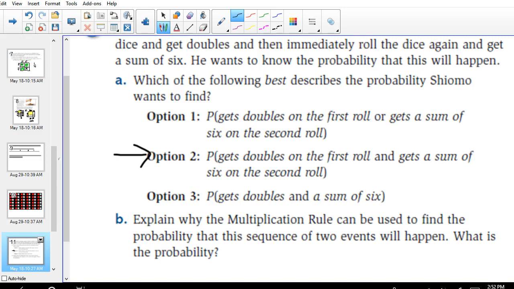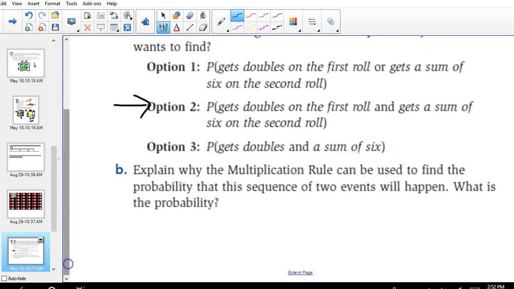For B, we're supposed to explain why the multiplication rule can be used. In this case, whenever you roll a pair of dice once, and then you pick them back up and roll them again, your first roll has nothing to do with your second roll. It doesn't change anything. So these are completely independent events. We have already talked about the probability of rolling doubles. You've got 6 ways to get doubles out of 36, which reduces to 1 over 6. So our probability of doubles is 1 over 6.